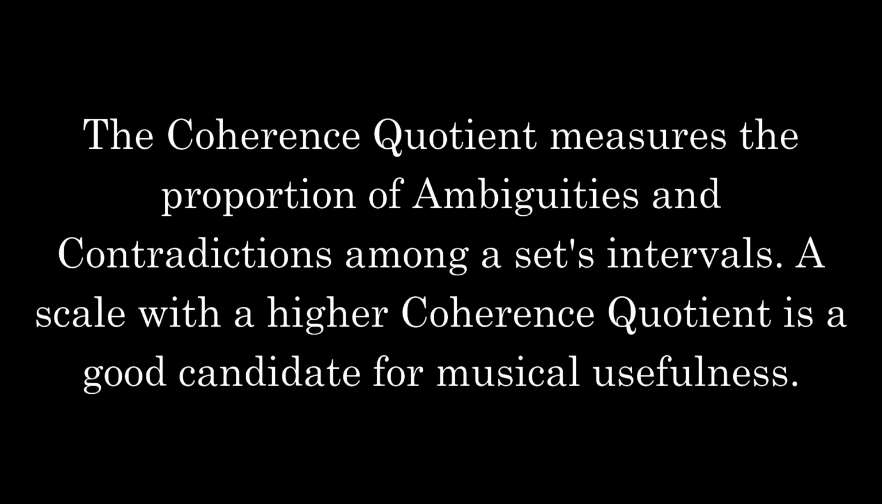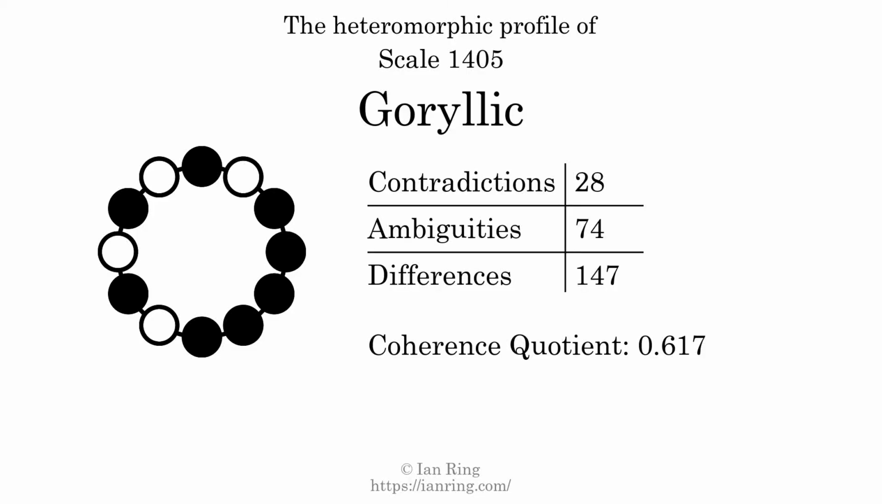The coherence quotient measures the proportion of ambiguities and contradictions among a set's intervals. A scale with a higher coherence quotient is a good candidate for musical usefulness. The coherence quotient is 0.617.